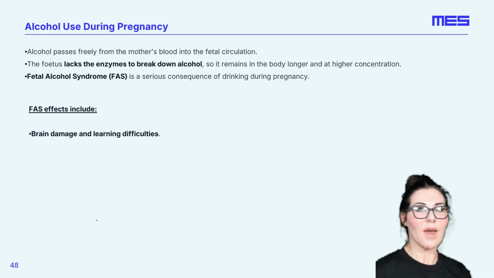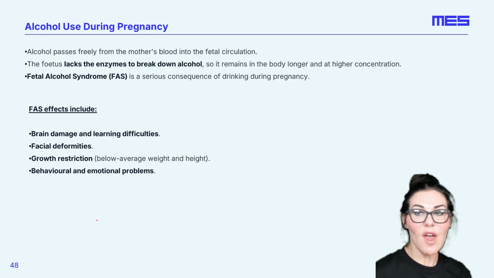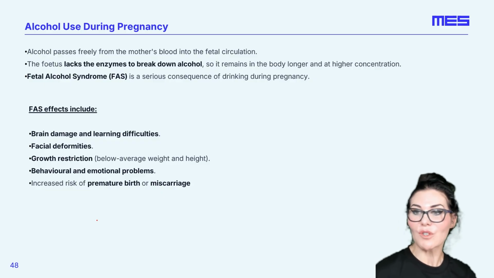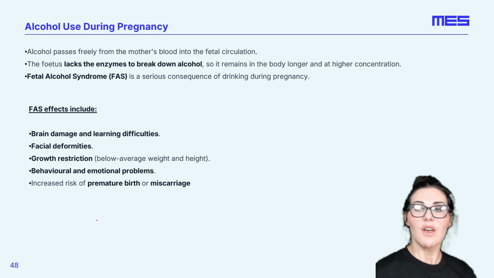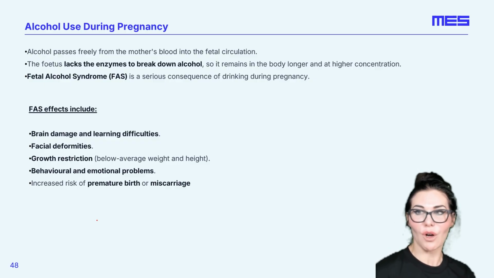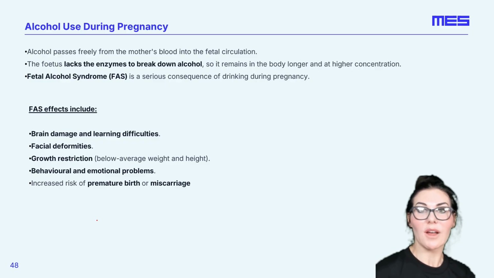What happens to the baby if it has FAS is it ends up with brain damage and learning difficulties. It can have facial deformities where its face doesn't develop properly, and growth restriction. It can lead to behavioural and emotional problems, and an increased risk again of premature birth and miscarriage. So there's lots and lots of effects of FAS, serious alcohol exposure of the fetus during pregnancy.